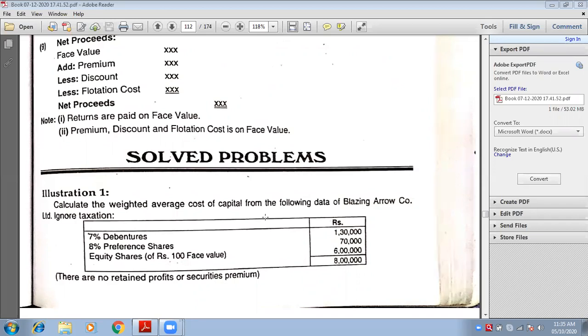To debenture holders, I am paying 3 lakhs. To preference shareholders, I'm paying 5 lakhs. And to equity shareholders, I'm paying 6 lakhs. What is the total amount that I'm spending? 3 lakhs, 5 lakhs, 6 lakhs. What is the total amount? 14 lakhs.